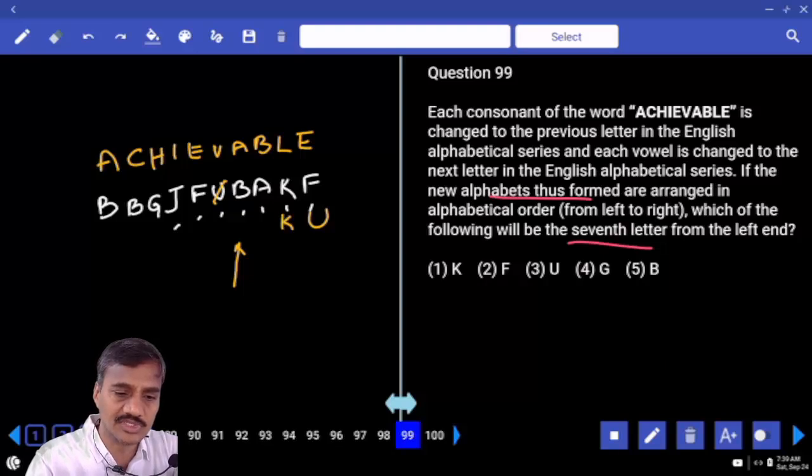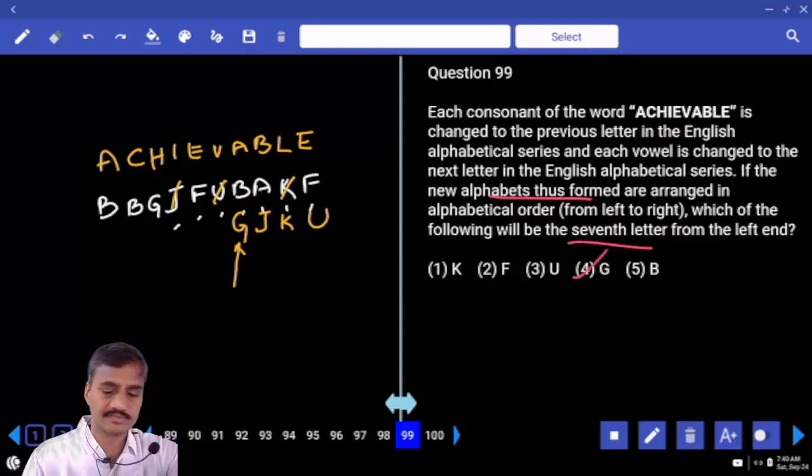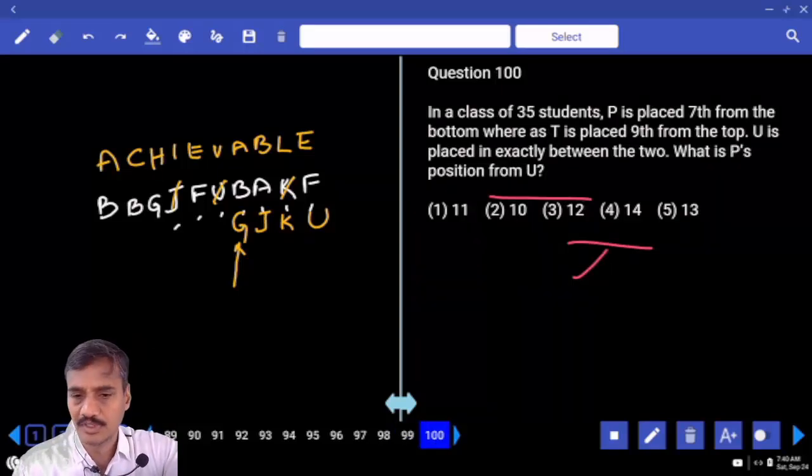How many K's do we have? There is only one K, and after this K comes J. There is one J, next to J, next J is done. After J, what should come? G. Hence, what is your answer? G, choice for 99. Then 100.